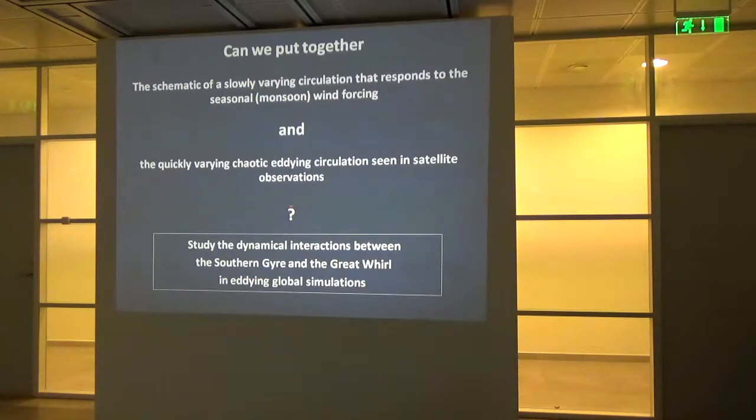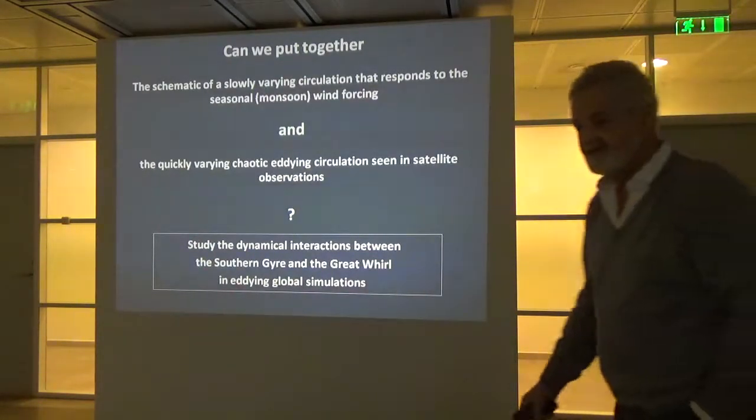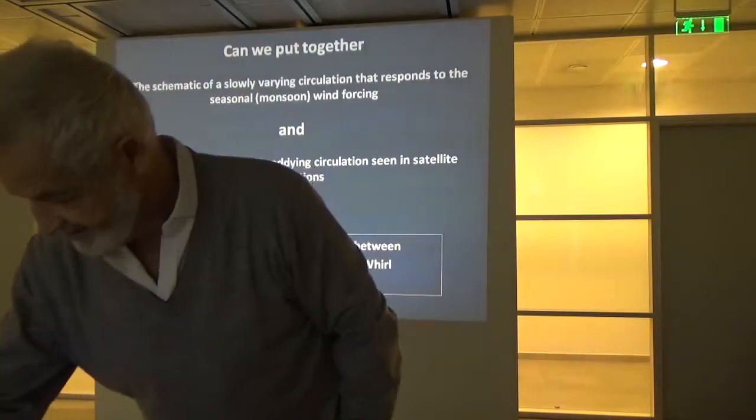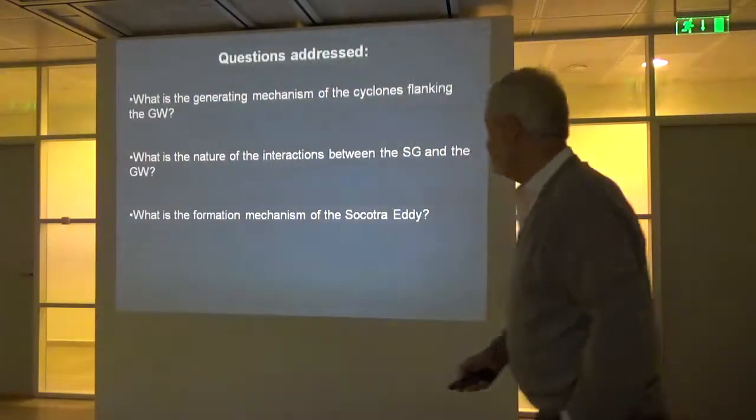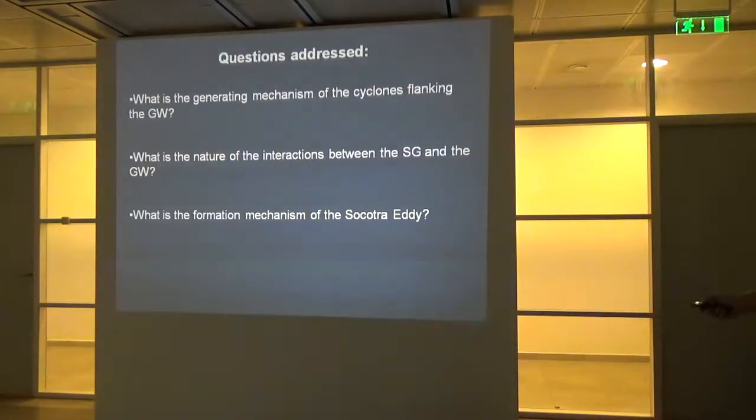Okay, and for that we decided to tackle those two questions by looking at the dynamical interaction between the two main patterns of the circulation, which are the Great Whirl and the Southern Gyre. And for this, we are going to use eddying model simulation, so model simulation that resolve eddies. Okay, so the three questions we would like to provide an answer to are the following.